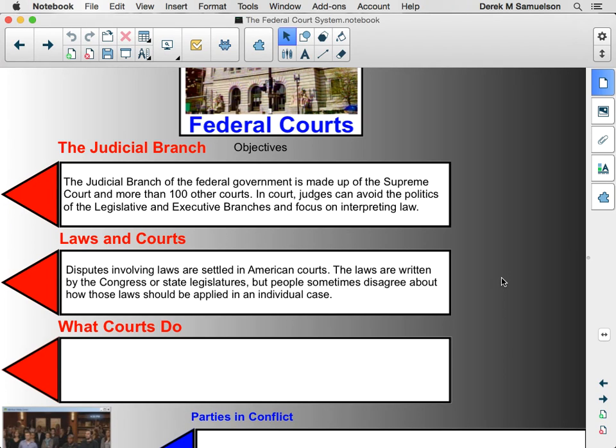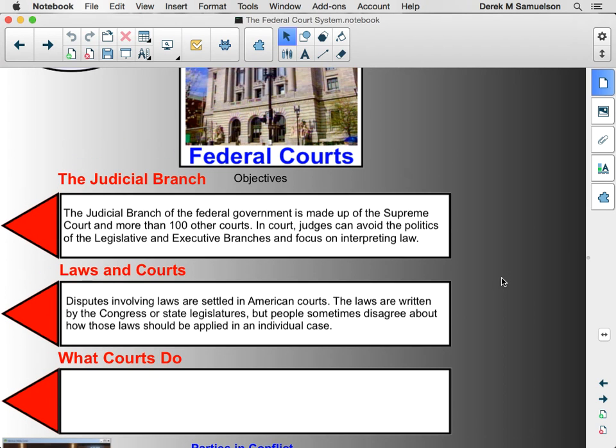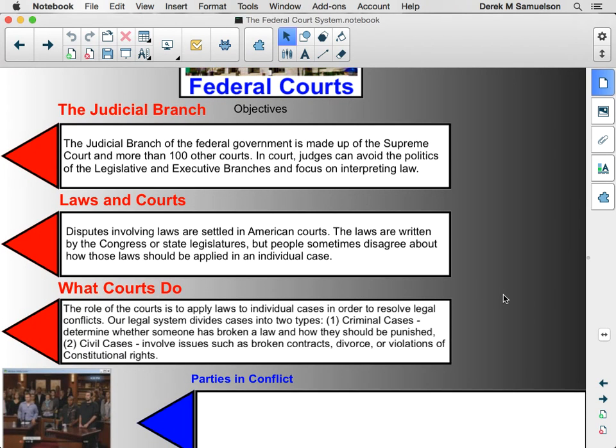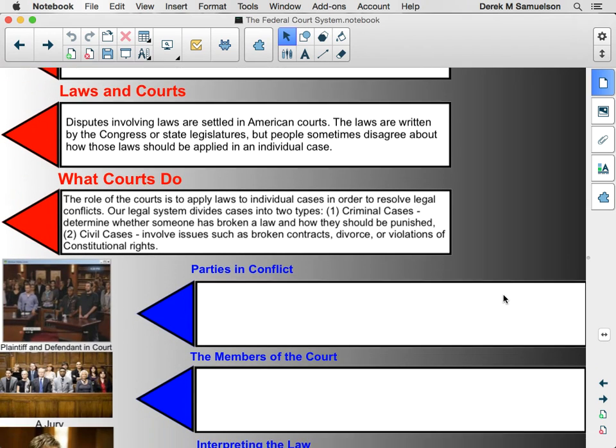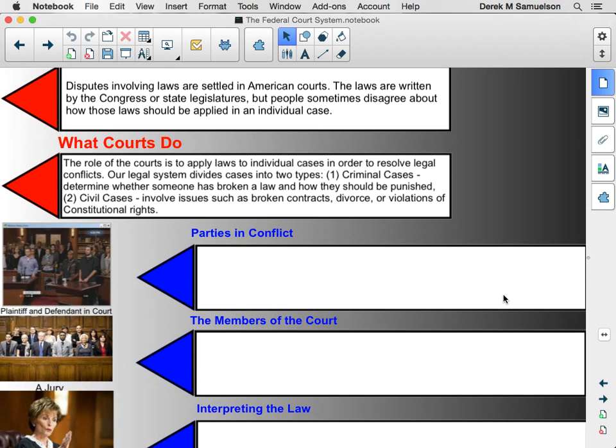It's illegal to jaywalk. You can't cross the street outside of a crosswalk. But what if you're doing so because you're trying to help somebody who's on the other side of the street? Well, how does the law apply in this case? All right, so what do courts do? The role of courts is to apply laws to individual cases. Hopefully we're setting that into our memories now, and resolve those legal conflicts.